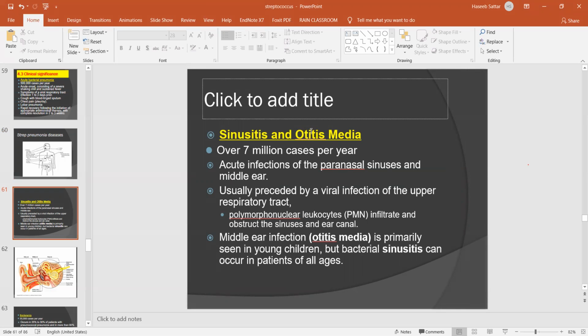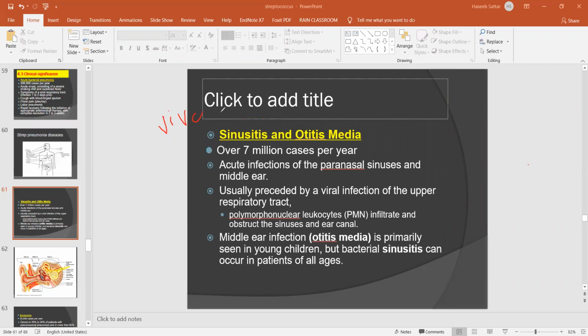So sinusitis and otitis media, these are upper respiratory tract infections, and the most common infections in children as well as in elderly patients, but most commonly in children. So sinusitis is the inflammation of sinuses. We already know that. So the most common etiology of sinusitis is viral infection.